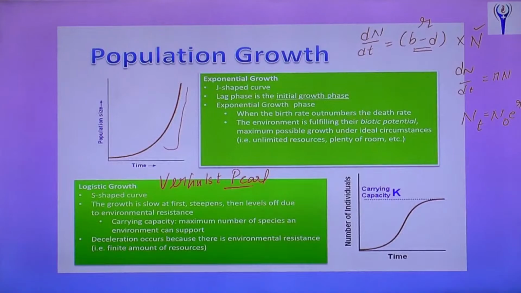And here an S-shaped curve is obtained, and the formula for this is dN/dt = rN (K - N)/K, where r, we know, is the intrinsic rate of natural increase, and K is the carrying capacity. Here we have carrying capacity, so what is carrying capacity?